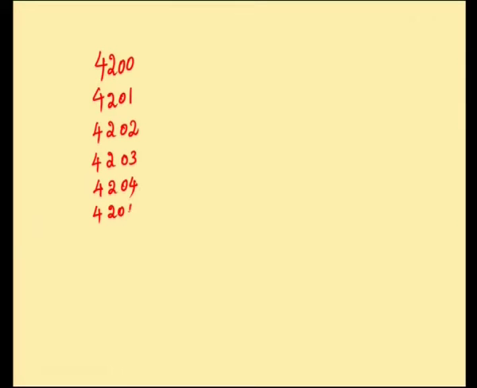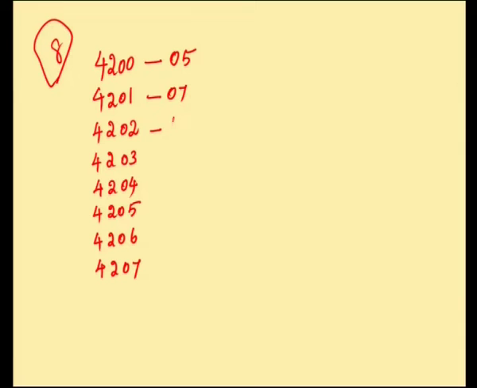4205, 4206, 4207. Okay, 8 addresses because I have 8 data to transfer. In the first address I have the data 05, in the second address 07, in the third address 12, the next address 75, then 29, 2A. This is a hexadecimal number, so you can assign any number. Then 04, 10. Okay, 8 numbers I have.